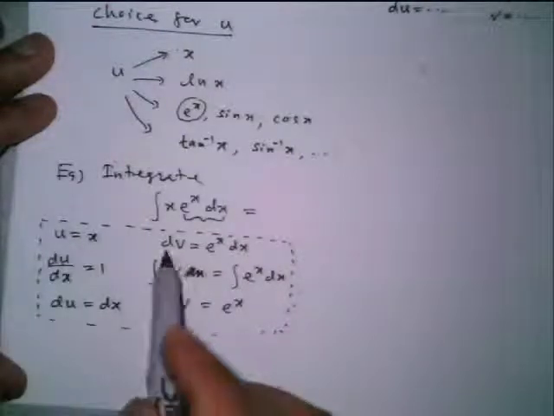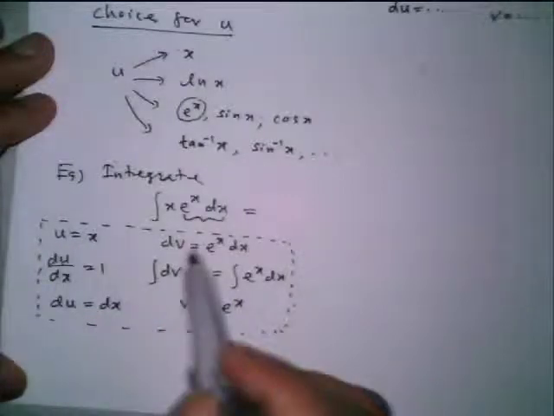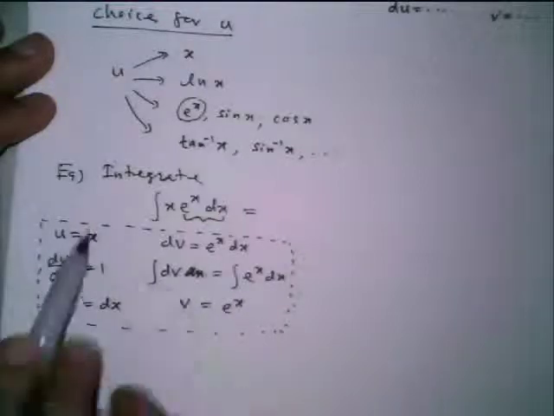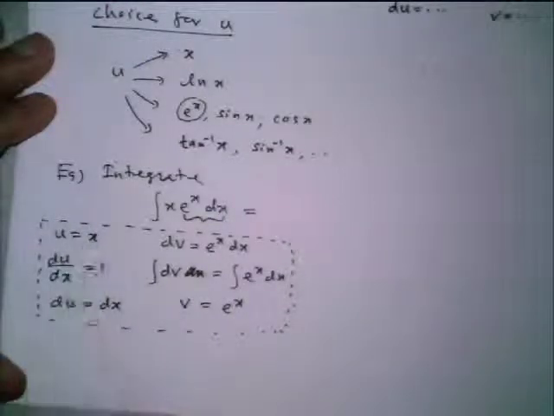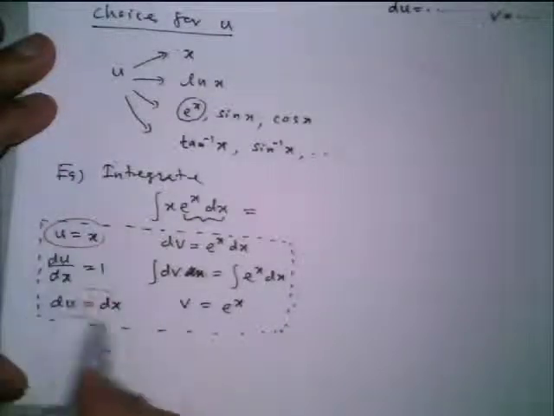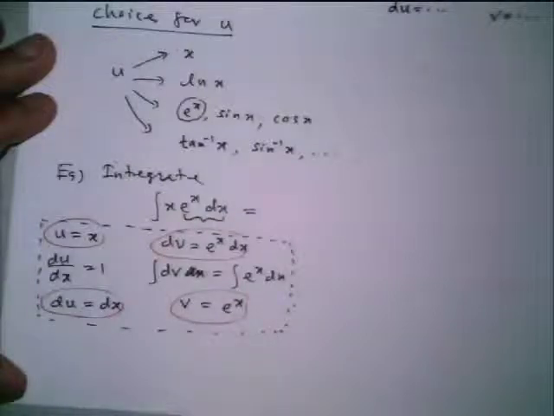u equals x. You start with u equal x and you find du equal dx. You start with dv equal e^x dx and you find v. Okay, so we need all those four terms. This one, this one, this one we start with, and that one. Once we get all four terms, now you can use the formula.